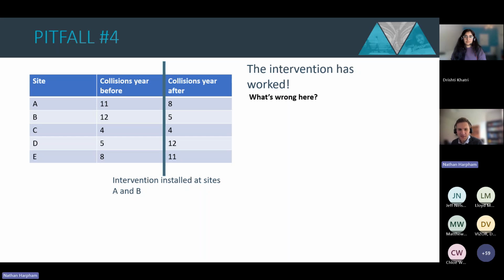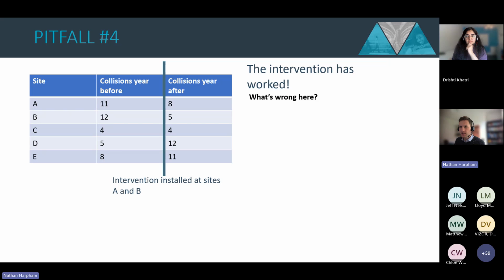Yeah, yeah. Yeah, random fluctuations, good point. Exposure, yeah. So the responses are coming in too fast for me to keep up. Yeah, not taking into account the other sites is an interesting one.